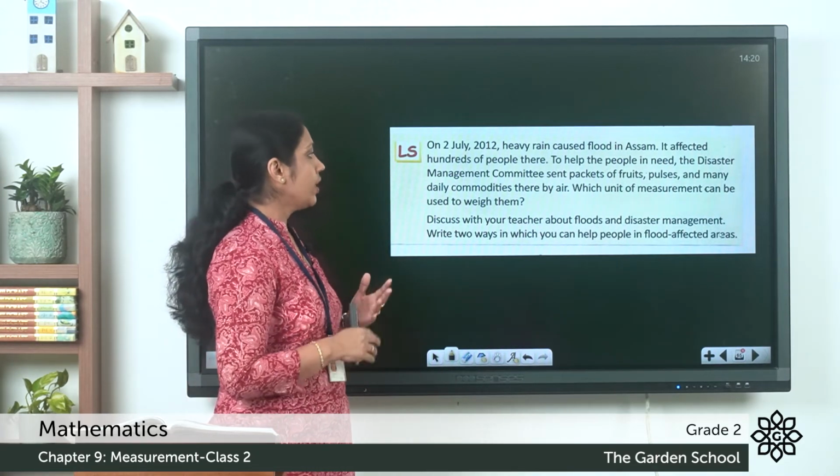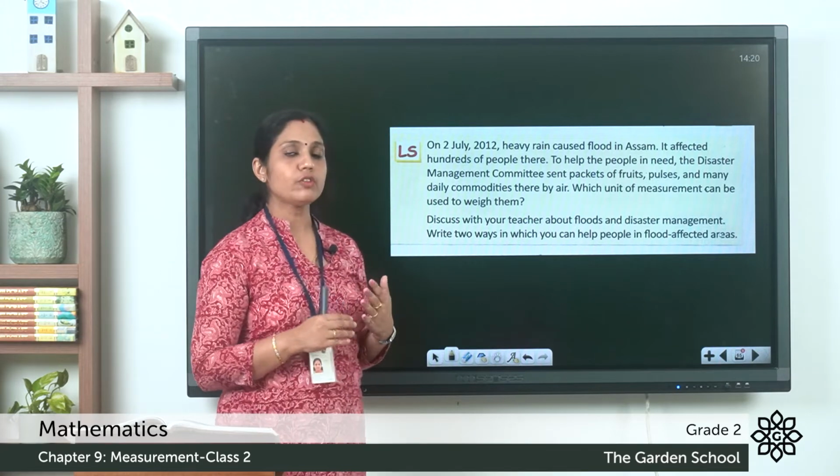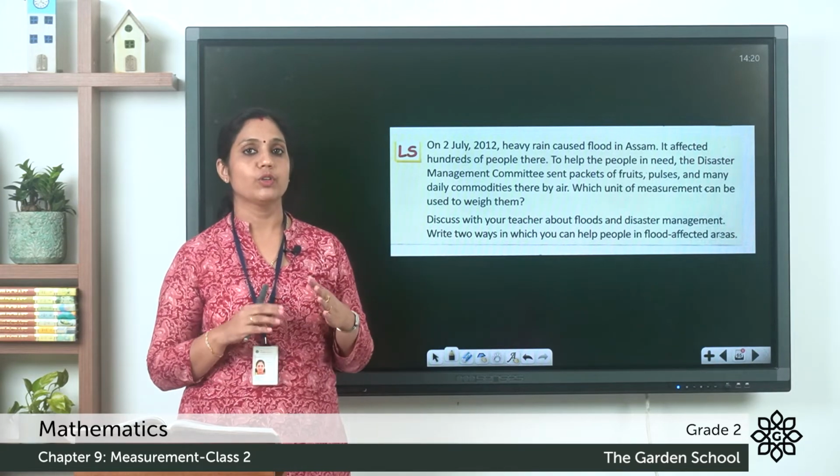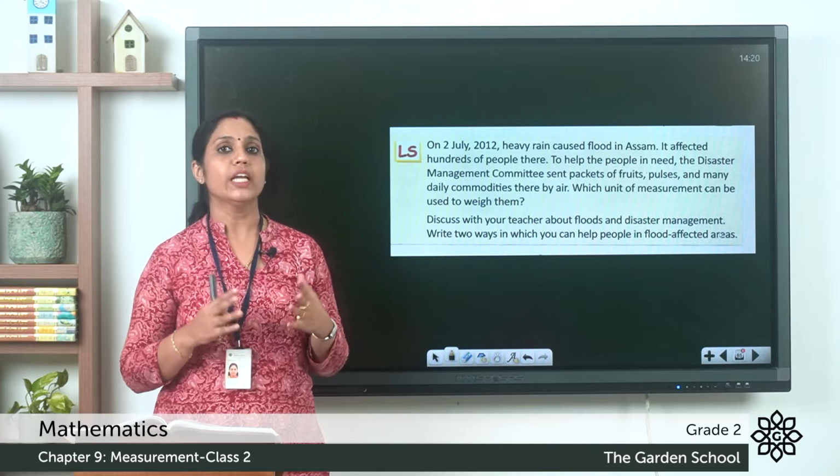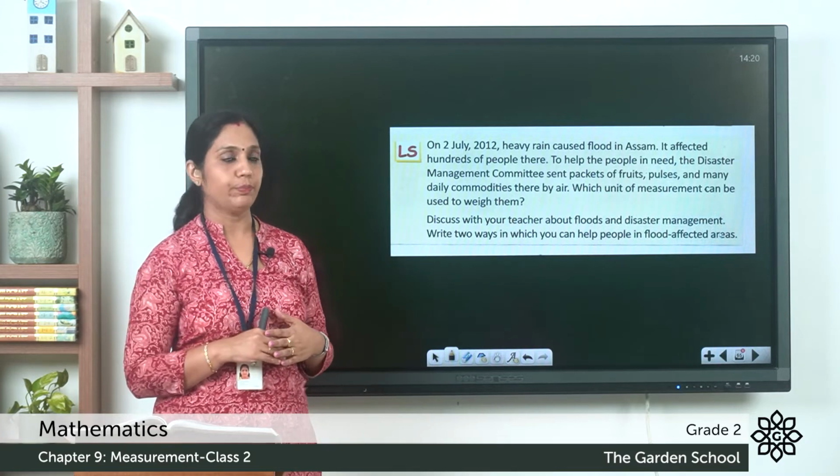Which unit of measurement can be used to weigh them? So, which unit will be used to weigh them? We need to know the weight of it. So, kilogram is used to weigh them.